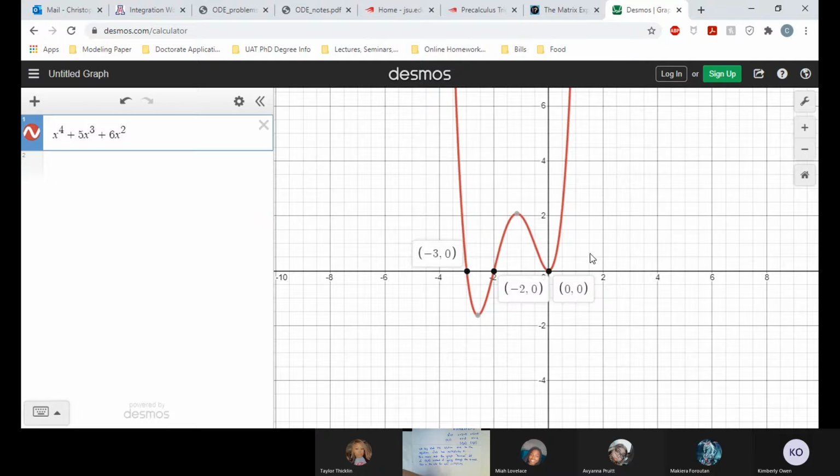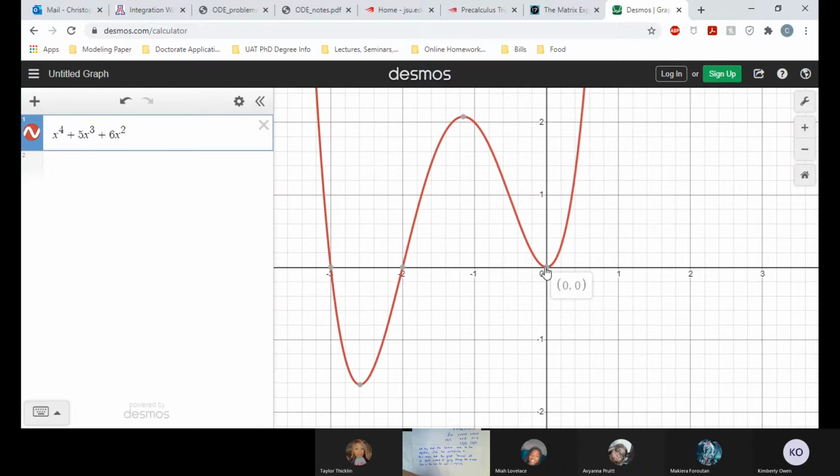But look at that (0, 0) one, the one that has multiplicity 2. Whoop, didn't mean to zoom in that far. It bounces off of the x-axis instead of passing through the x-axis. It bounces off of the x-axis. This is what happens when you have even multiplicity.